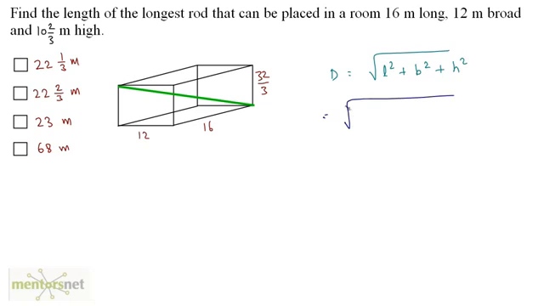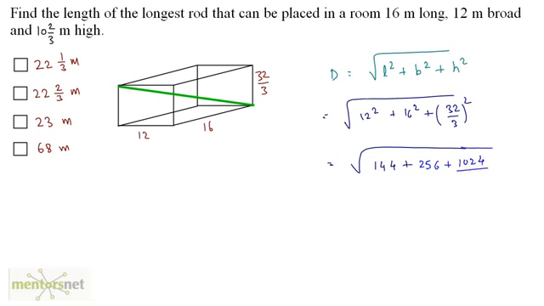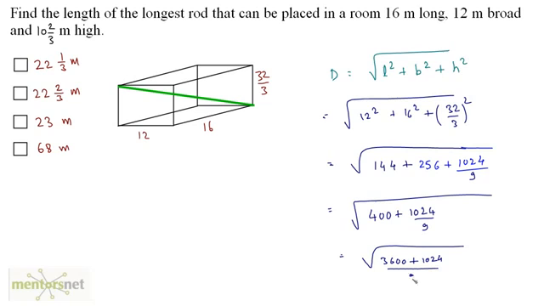So this is equals to under root of L square, that is 12 square plus 16 square plus 32 by 3 whole square. This is equal to 12 square is 144 plus 16 square is 256, and plus we have 32 square, which is equals to 1024, divided by 3 square is basically 9, right? So we have this thing ready. So this is under root of 400 plus 1024 by 9. Now this can be written as 4 9s are 36, so this is 3600 plus 1024 by 9.